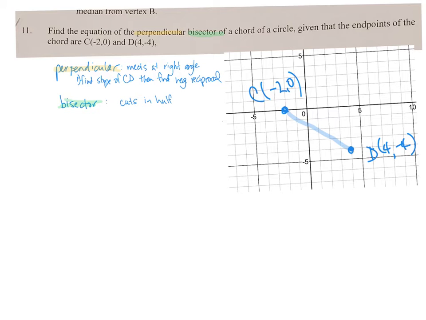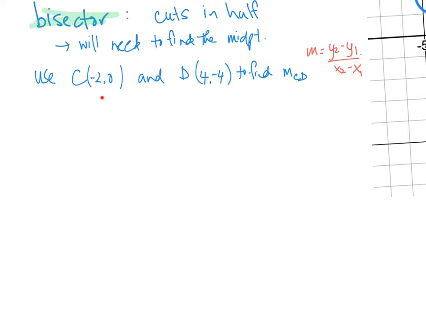The second part of this question is about the bisector, which cuts it in half. If I want to cut this in half, that means I need to find the halfway point. We'll call that the midpoint. So once we have the midpoint and the slope of the new line, we can find the equation of the line. So we're going to use C and D to find the slope of CD.